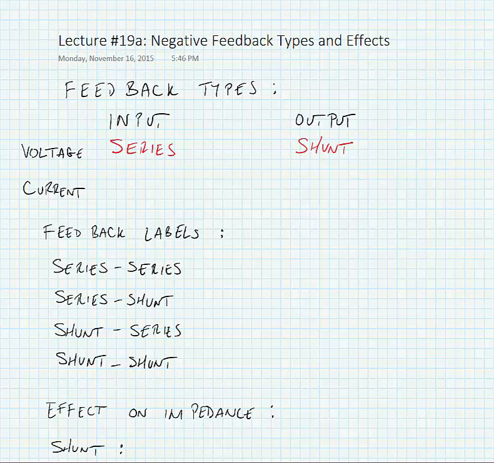For current feedback, we would do the opposite. We would use a shunt connection at the input and a series connection at the output. If we think about this, this is because for a voltage amplifier, we know that we want a high impedance at the input, and series connections increase impedance. At the output, we want a low impedance, and shunt connections decrease impedance. Vice versa for current.